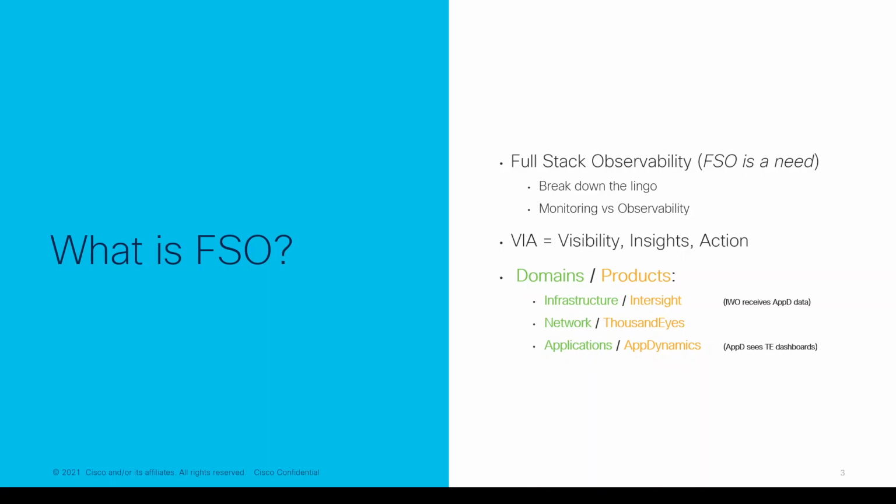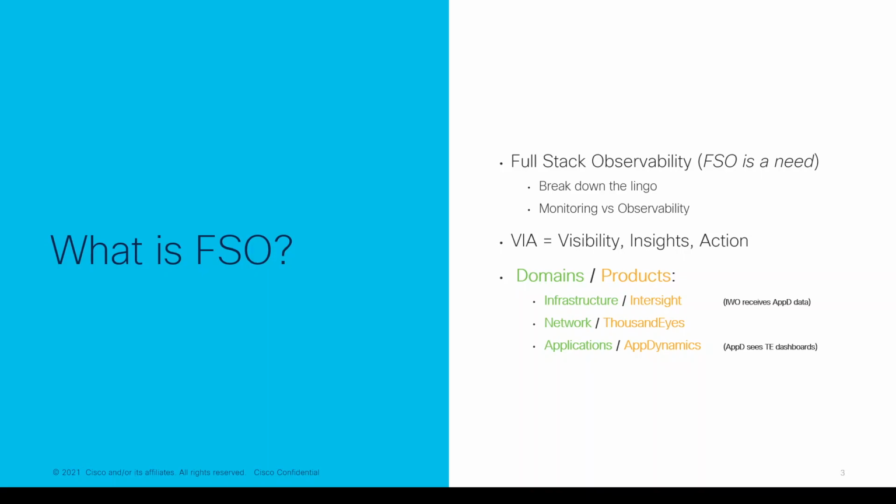Now, App Dynamics is listed next to applications because this is really deeply focused on the applications, all the way down to a code level. So this isn't about making sure that the application is performing as it is in Thousand Eyes. This is more about making sure that the application is written correctly, that it's secure, that it's optimized, all of those types of things.